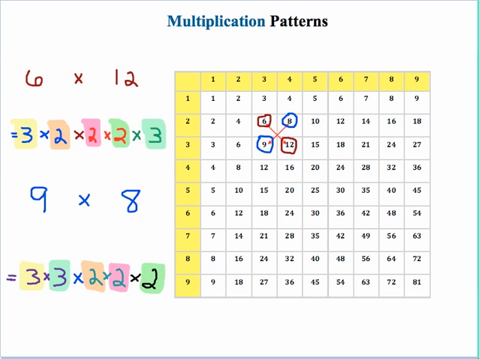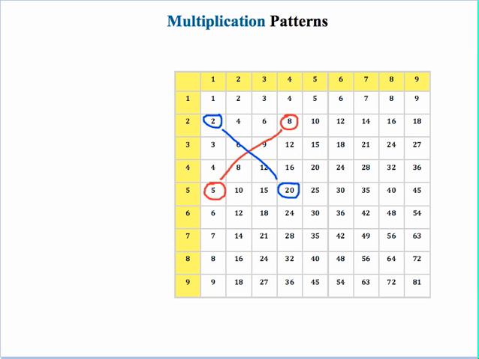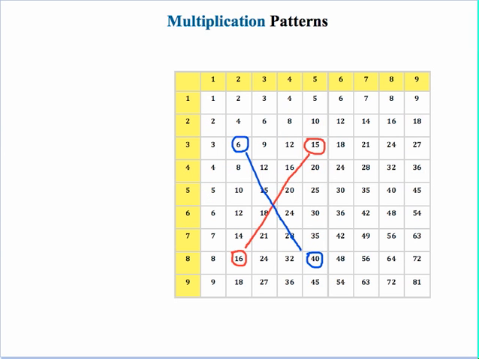And that explains why we get the same result. What about other possibilities? What about this way? Let's see, we have 2 times 20, that's 40. 5 times 8, that's 40. That works.